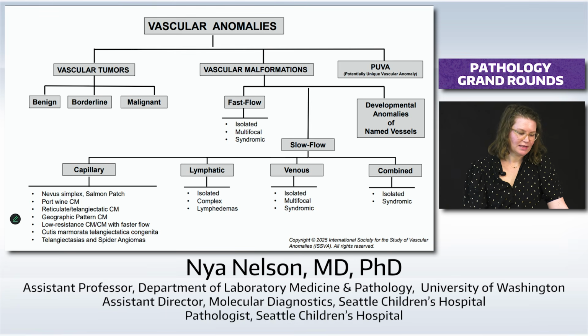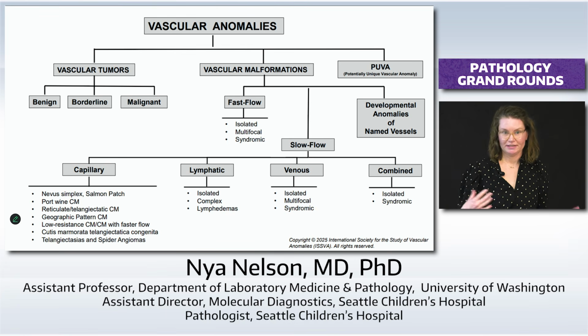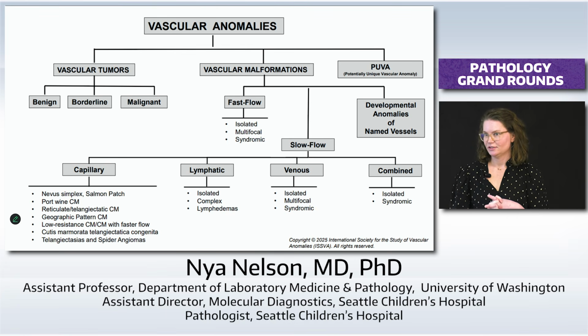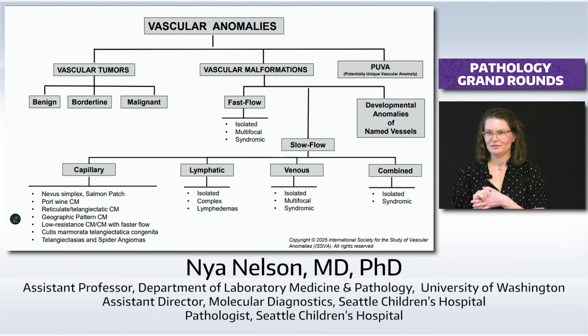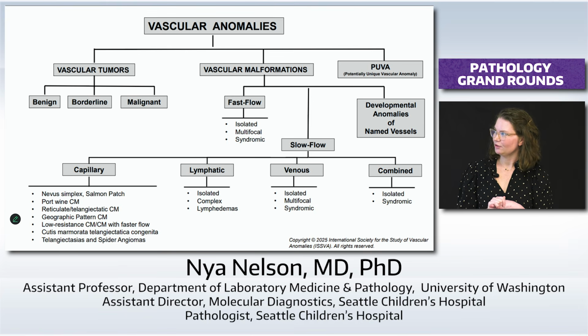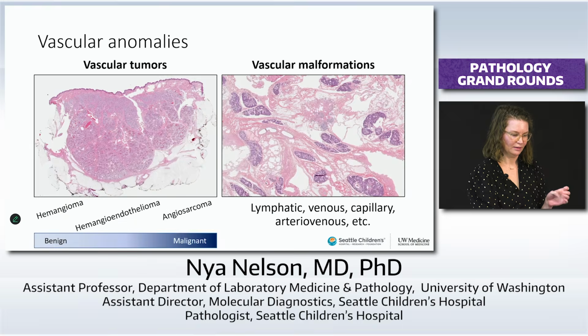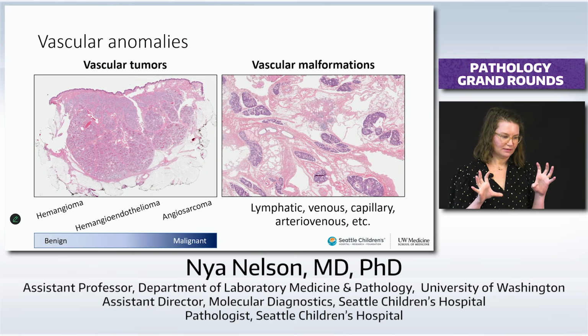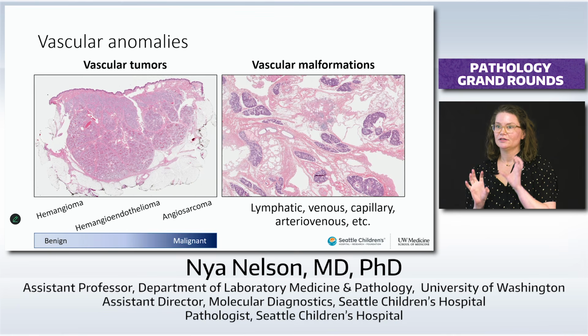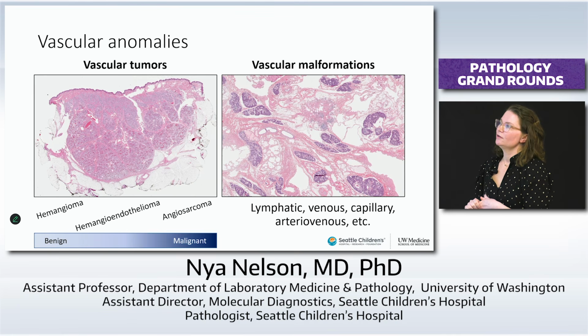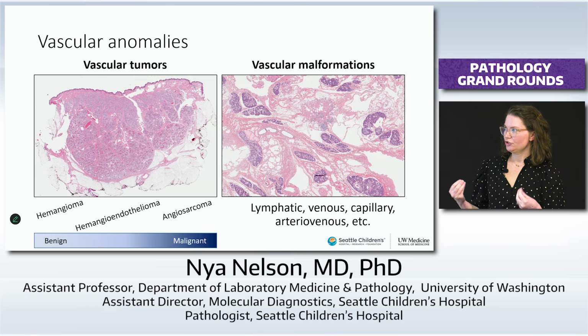And the International Society for the Study of Vascular Anomalies, or ISSVA, has published a classification system for these lesions. It was just updated in 2025, and you can go on their website and take a deep dive into the classification system if you would like. But at the most basic level, this classification system divides vascular anomalies into one of two groups. The first group is that of vascular tumors.